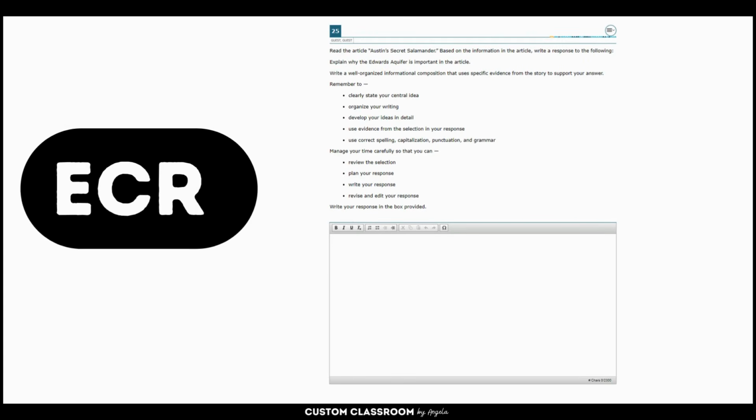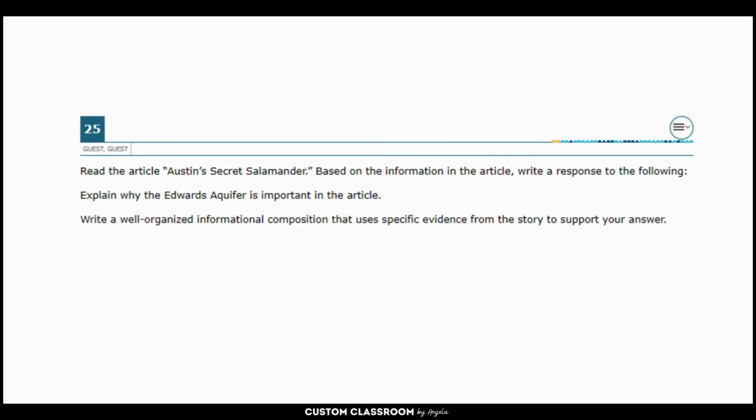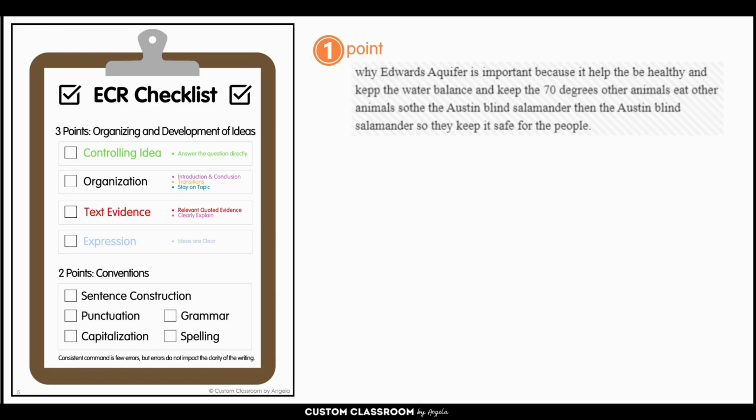Let's look at the ECR prompt for 4th grade. Read the article, Austin's Secret Salamander. Based on the information in the article, write a response to the following. Explain why the Edwards Aquifer is important in the article.